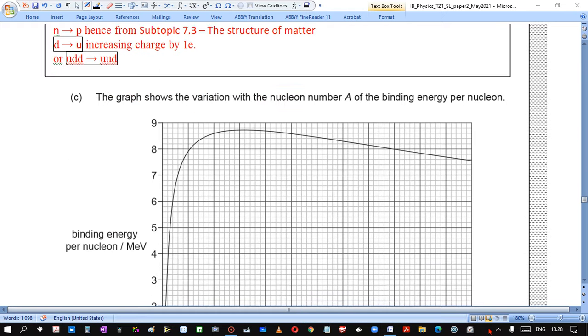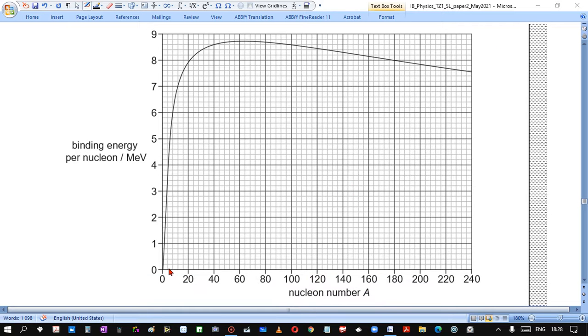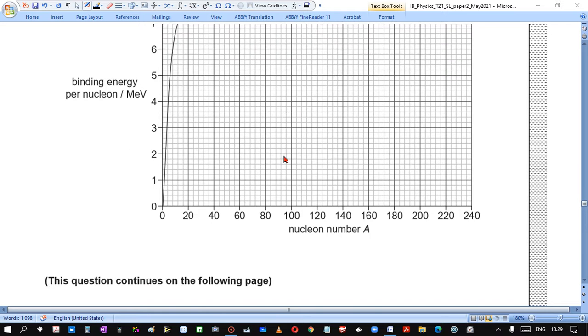Next question. The graph shows the variation with nuclear number of binding energy per nucleon. So here we have nuclear number and binding energy. So we have a maximum. It means that if two light nuclei combine, as a result we will move to the right. Or if one heavy nucleus divides into two, we will again move towards the maximum. So binding energy will increase.